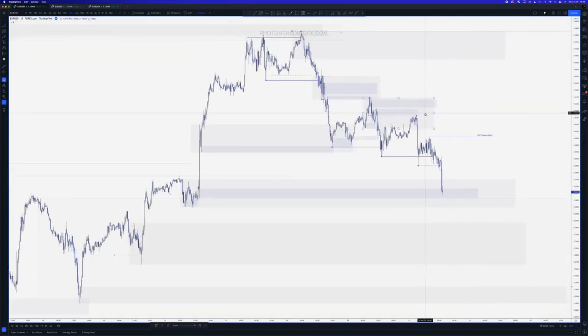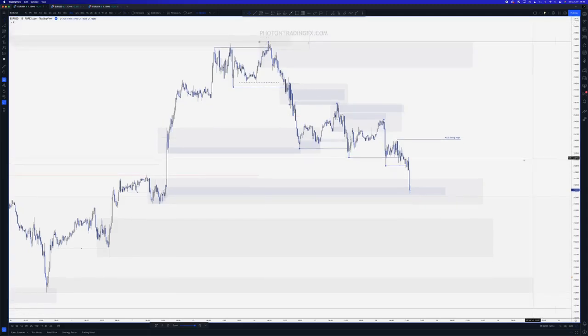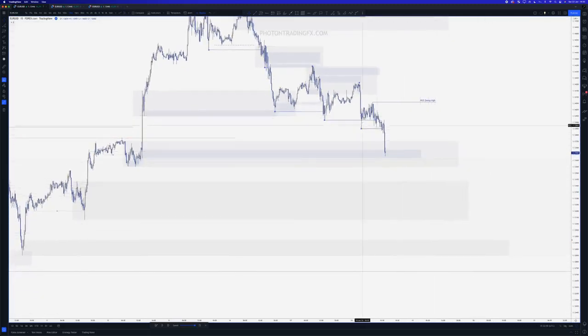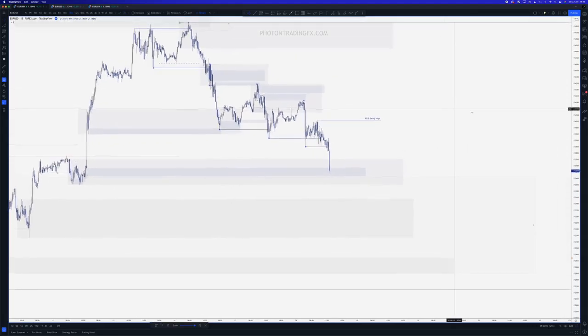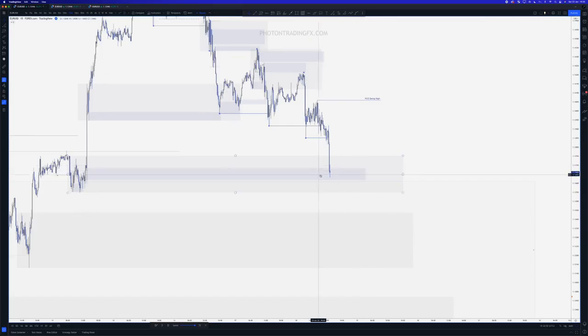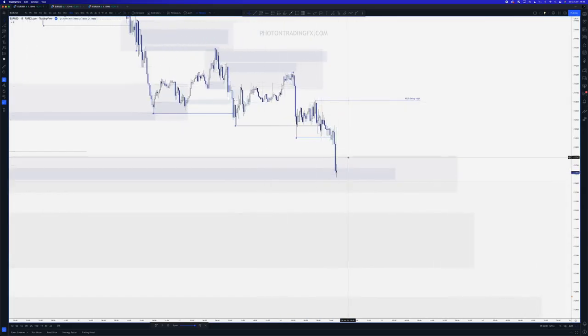but don't forget to zoom out, right? We have a lot of our mitigated demand below. We're coming down with a lot of momentum. We haven't quite hit our daily box yet, which is this box here. We are in the discount, however. But if price comes into here, me personally, in this situation, I'm not going to want to jump into the first M1 bullish chock on the M1 time frame.